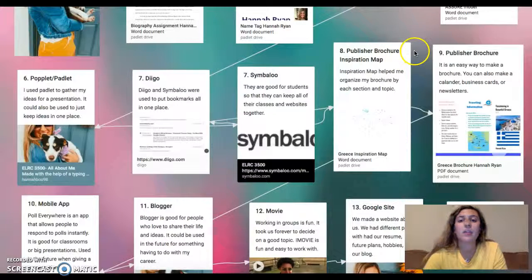So from that, we made our brochure in Publisher. And Publisher is part of Word, and it is an easy way to make a brochure. You can also make calendars, business cards, or newsletters, anything you want really. And I think this is really helpful for especially people in their future when it comes to trying to find jobs or when you actually have your job, like making business cards or making newsletters for your coworkers and things like that.